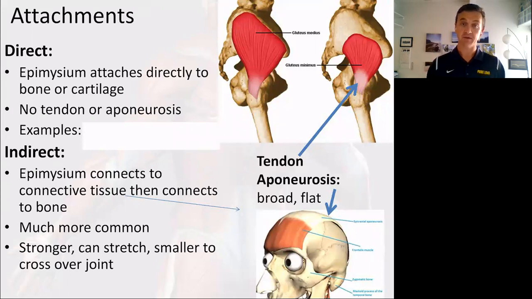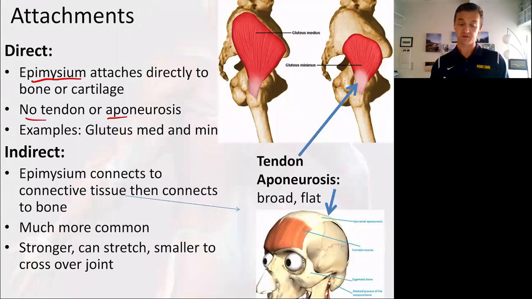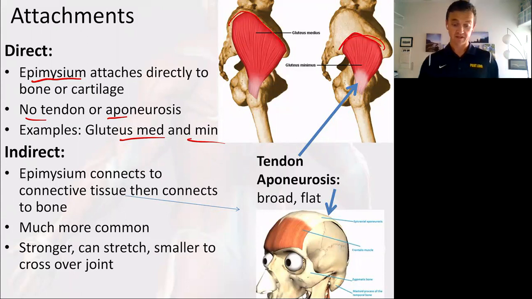There's a couple different ways that muscles attach. The normal way is called the indirect attachment. The less likely way is the direct attachment, okay? And that's where the epimysium just attaches directly to bone or cartilage, no tendon, no aponeurosis. Okay, we'll talk about what an aponeurosis is here in a sec. So some examples of some muscles that do that. Two of our gluteal muscles do that, our gluteus medius and our gluteus minimus. They don't have tendons. See that right here? There's no tendon. It just goes right into the bone. Okay, but then we see on the other side that we do have tendons. So just on the origin there, we have a direct attachment.